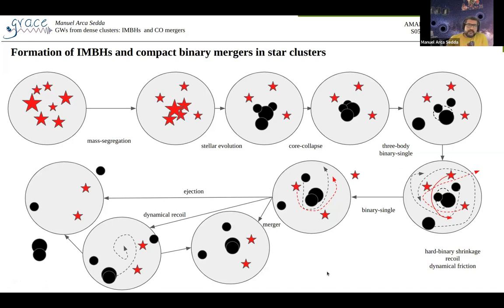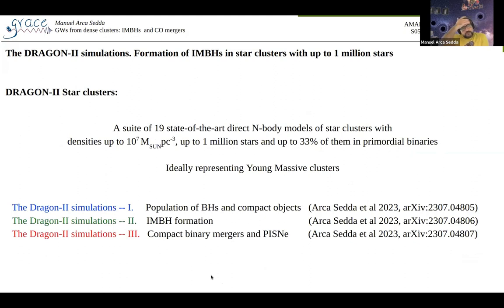So star clusters are a nice place for studying the impact of dynamics on the formation of IMBHs, or at least IMBH seeds. And our latest contribution to the discussion is the presentation of these Dragon 2 star cluster models, which constitute a suite of almost 20 N-body simulations of star clusters, characterized by initial densities up to 10^7 solar masses per cubic parsec, up to 1 million stars, and up to 33% of them initially paired in primordial binaries. Ideally, these cluster models represent young and mid-age massive clusters.